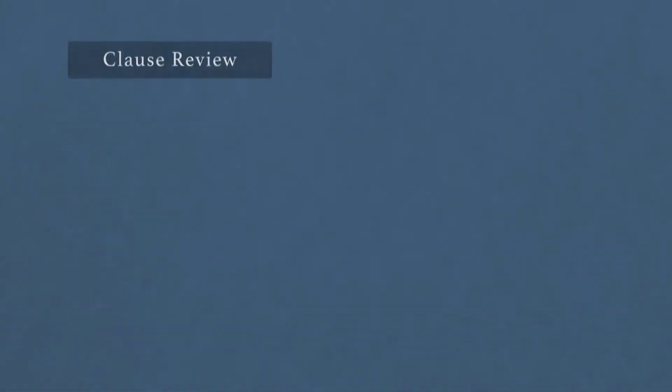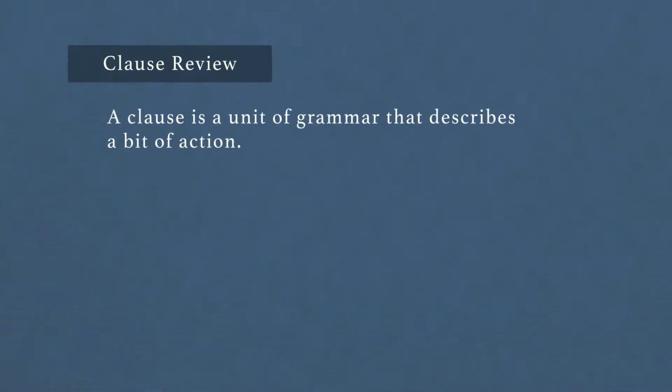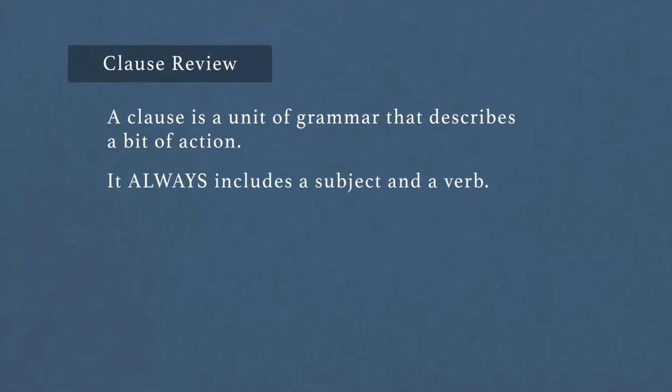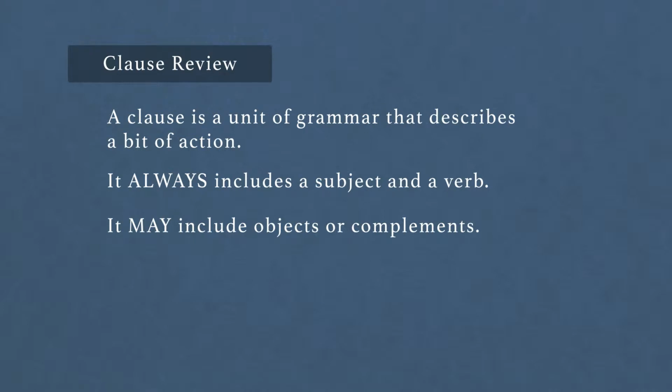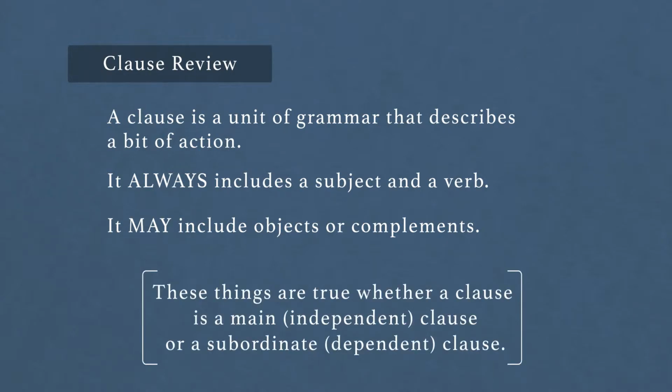subject. By way of review, what is a clause? A clause is that unit of grammar that describes a bit of action. It answers the question, who did what? And it always includes a subject and a verb. Now, it may also include other things, like a direct object, an indirect object, a predicate complement, an objective complement. This is true, by the way, of every clause, whether it's a main clause or a subordinate clause.